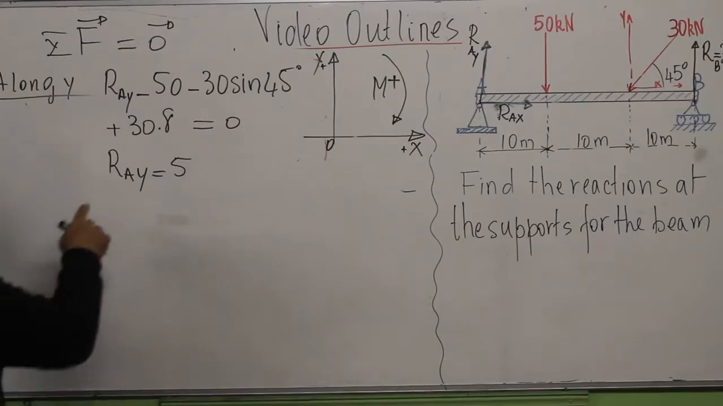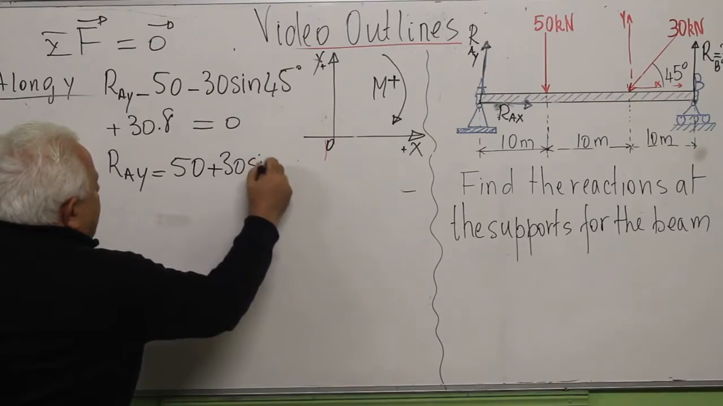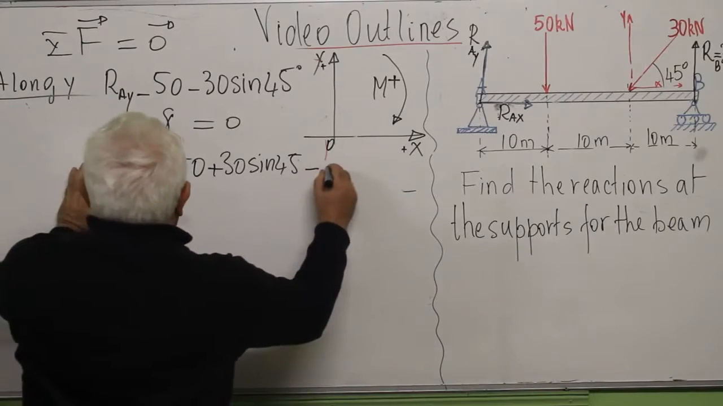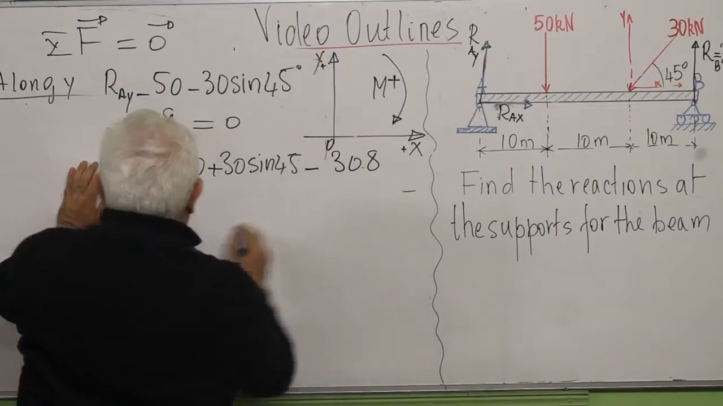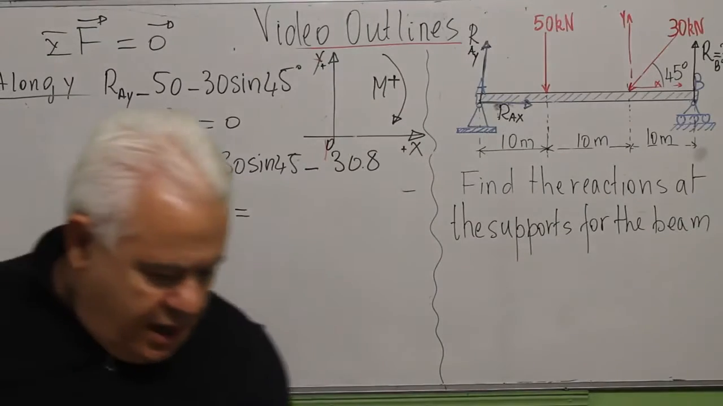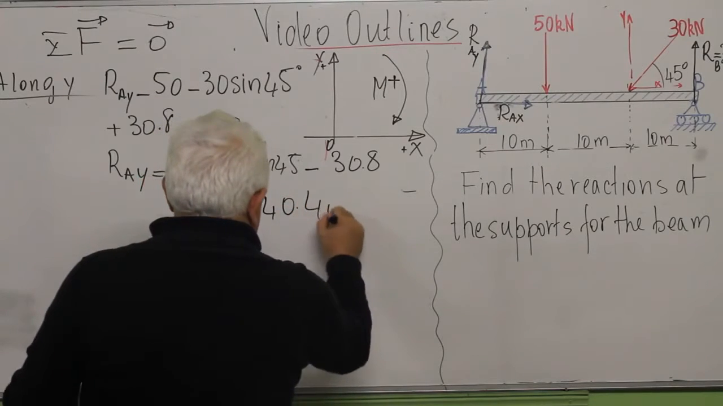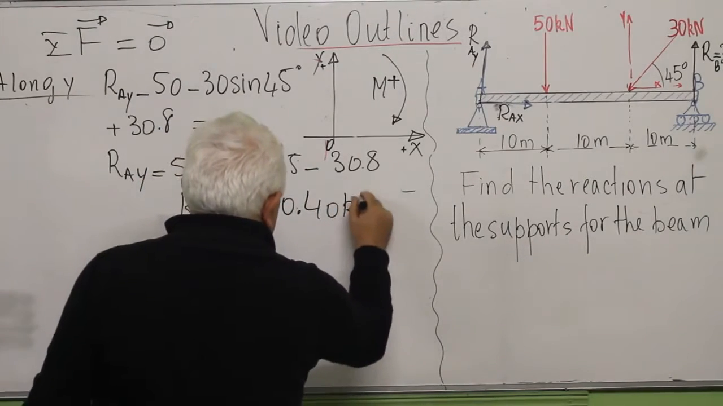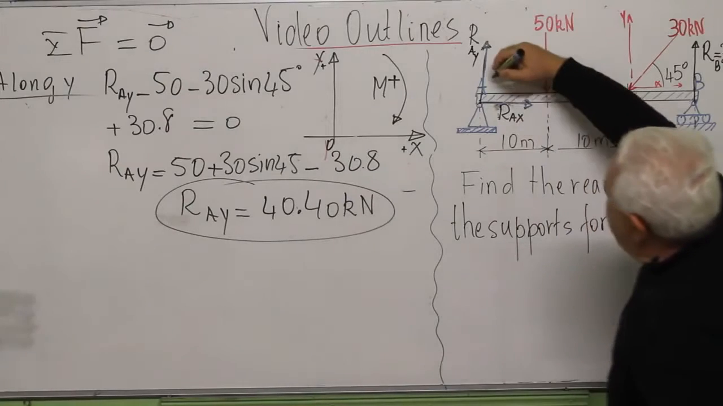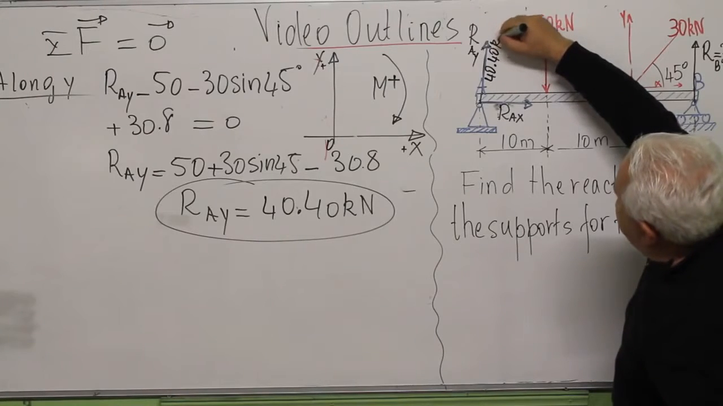RAY equals 50 plus 30 sine 45 minus 30.8. This will give me the vertical reaction at A, and this is 40.40 kilonewtons. Now I've got this reaction, 40.40 kilonewtons.